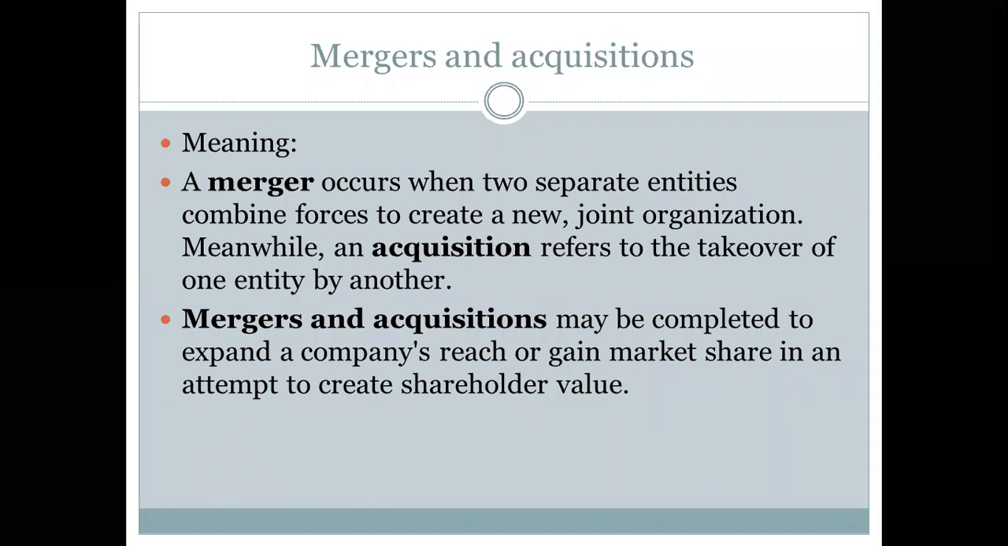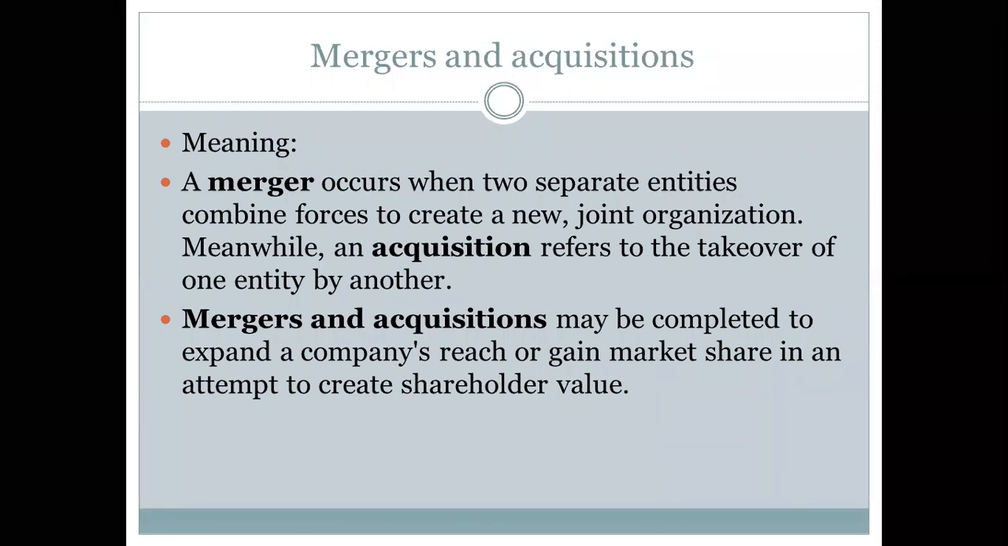Mergers and acquisitions may be completed to expand the company's reach. Why do both companies go through the process of mergers and acquisitions? It is accomplished to expand their business, to gain the maximum market share and to build up a good image in the market. They usually gain market share in an attempt to create shareholders' value. Why do they want to create the market share? To create shareholders' value within the market.